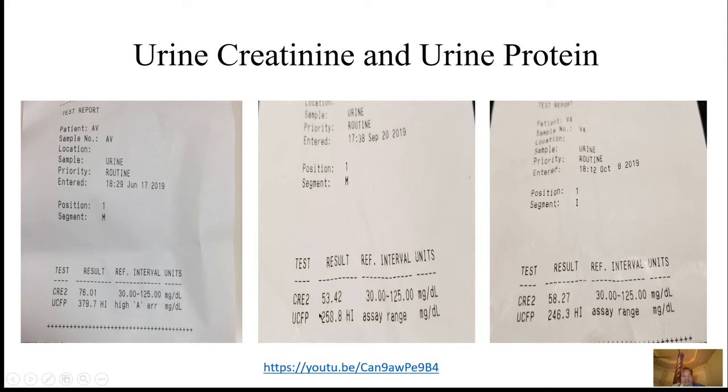On September 20, creatinine reduced again to 53. The urinary protein is now reducing to 258 milligrams per DL. That is September 20. On October 8, the creatinine almost stays the same, but the urinary protein is now 246. So from June, July, August, September, October, in a matter of 5 months, we were able to reduce the proteinuria from greater than 1,250 to 246. That is a remarkable reduction.